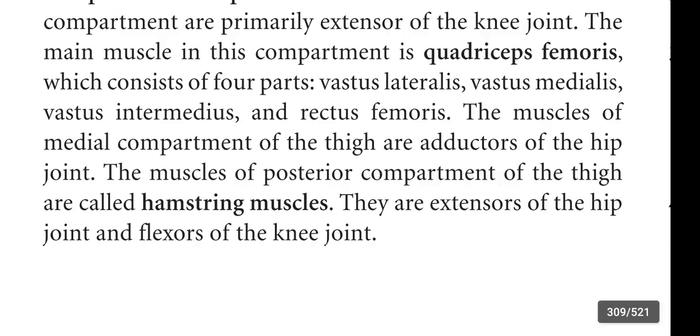The muscles of the posterior compartment of the thigh are called hamstring muscles. They are extensors of the hip joint and flexors of the knee joint. Once again, the muscles of the posterior compartment of the thigh are called hamstring muscles, extensors of the hip joint and flexors of the knee joint.